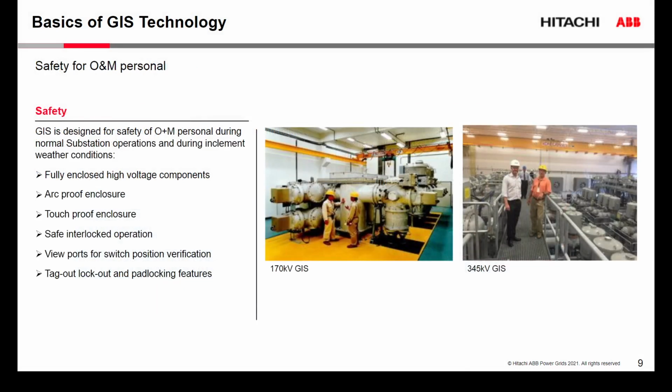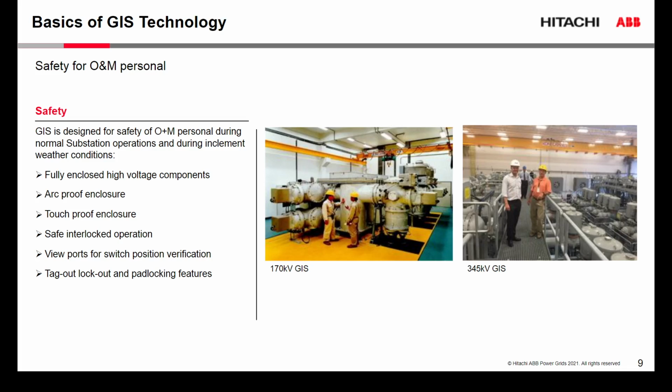We started already with a safety moment, but I didn't want to take one of the advantages away. With a GIS, we are creating a safe environment within our substation. The GIS is designed so that every operational and maintenance person can safely walk around the substation. We see the person on the left, for example, touching the equipment. That equipment is fully touch-proof. It's like a shielded wire. You have a grounded enclosure and live conductors inside. All the enclosures are arc-proof, so even if a failure happens inside, you will not have an explosion of an enclosure.